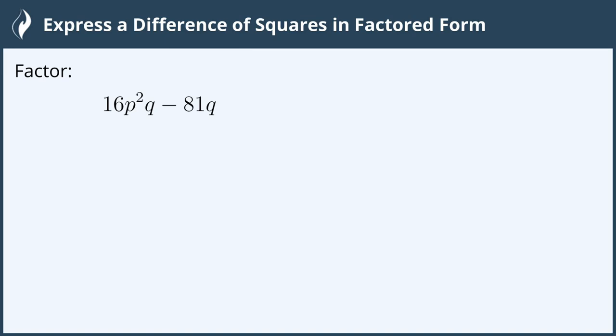Hi everyone! In this video, we will express a difference of squares in factored form. Factor 16p squared q minus 81q.